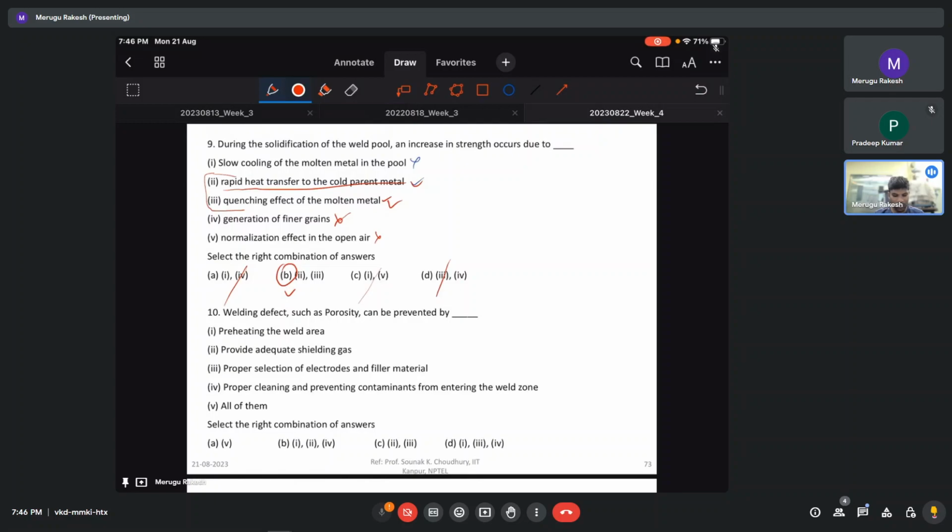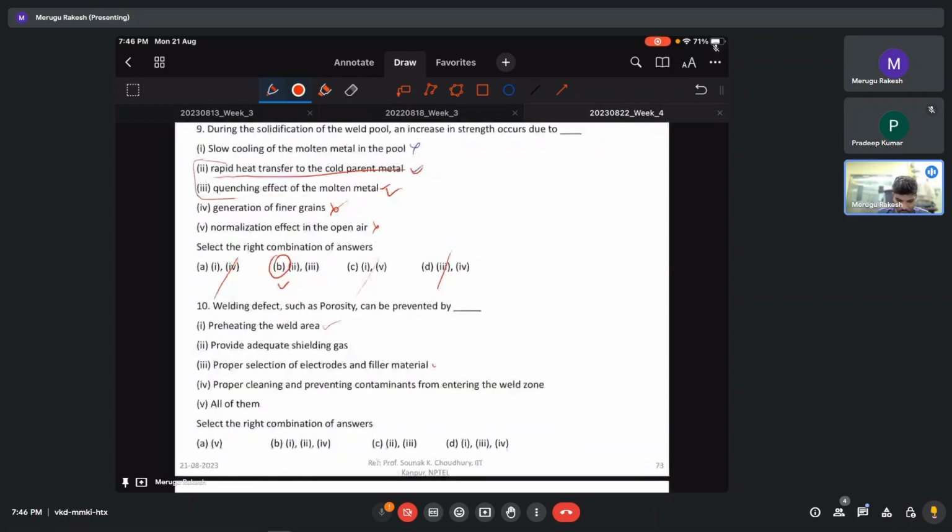So let us read the options. Preheating of the build area. Yeah, this will clean the surfaces and remove these porosities and defects. Provide adequate shielding gases. No, shielding gases okay, but it's not accurate. Proper selection of electrode and filler, yeah, this is the true one. Proper cleaning and preventing of contaminants from entering the build zone. So this is also true.